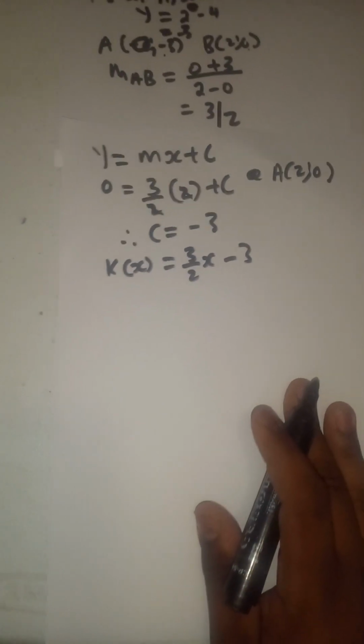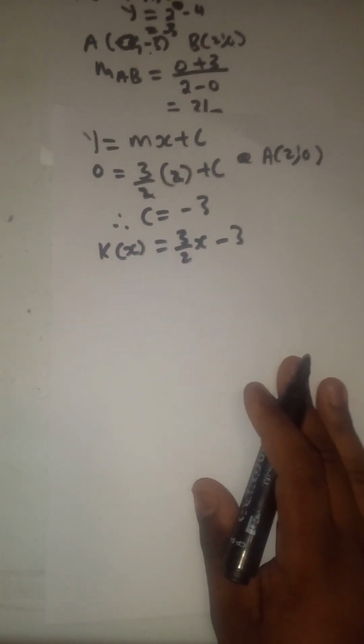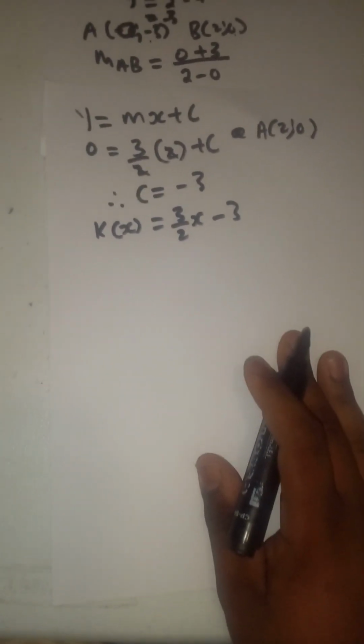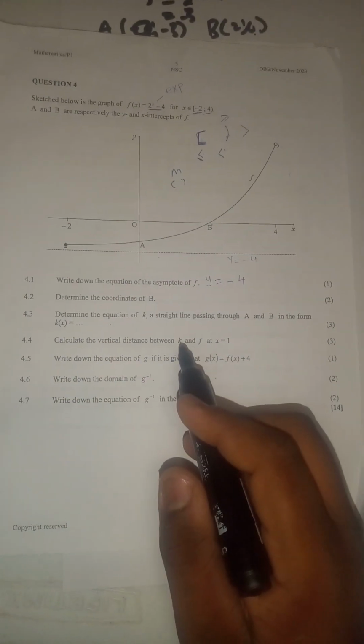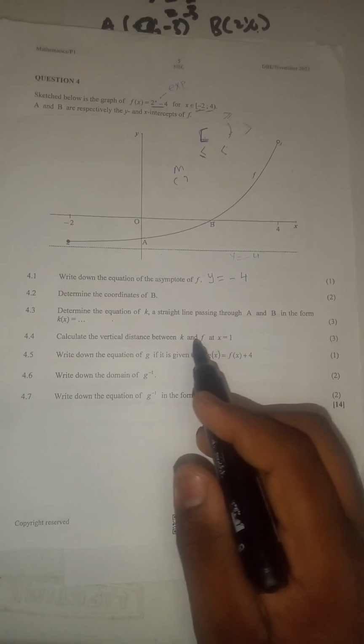Those are the things that you must check whenever you are doing such questions of a straight line. Check what you must have and find them if possible. And then now let's check the second one. Calculate the vertical distance between k and f at x is equal to 1. So now guys, please give me a moment. I want to draw the equation of the straight line that I just did.